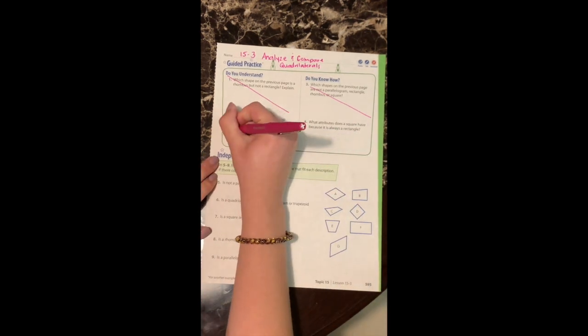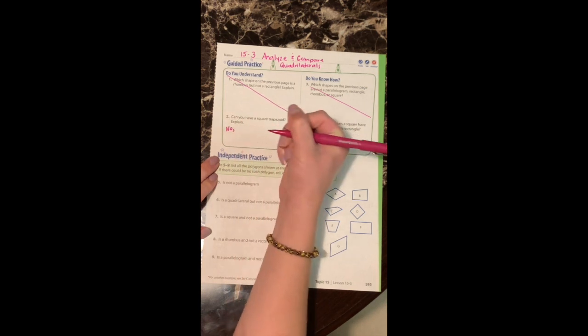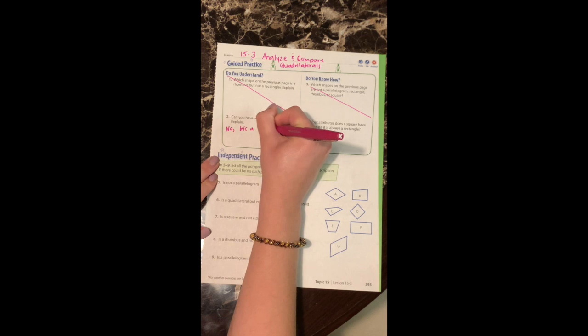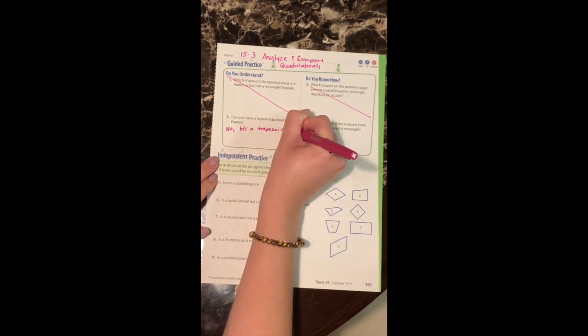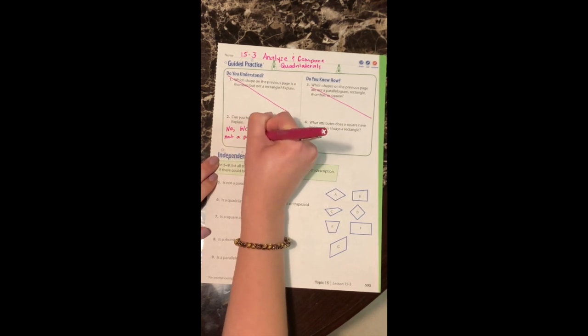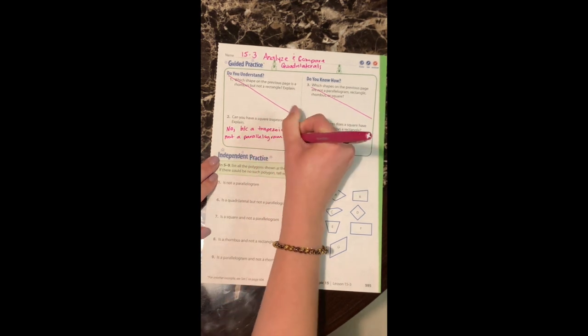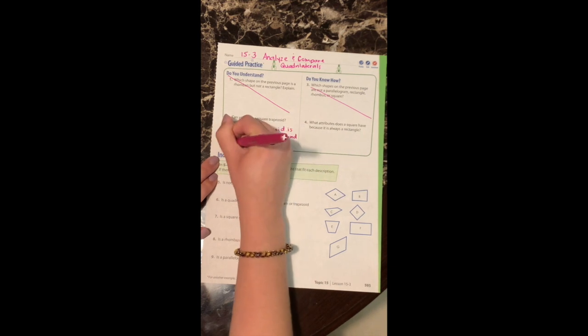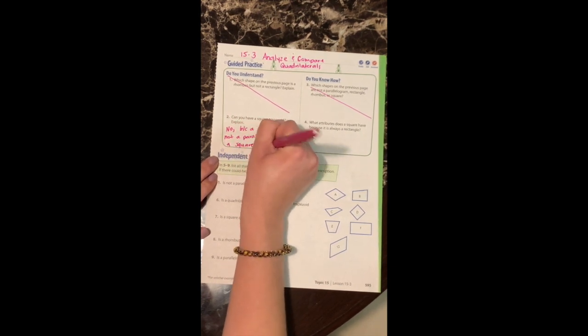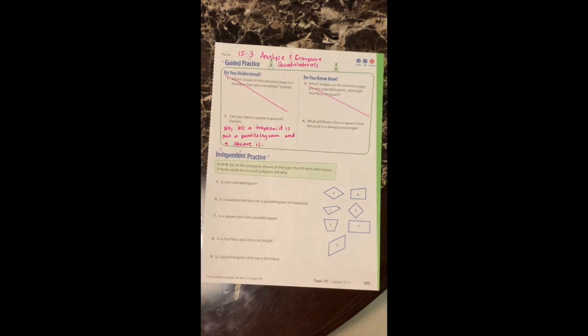We can say, no, because a trapezoid is not a parallelogram, and a square is.